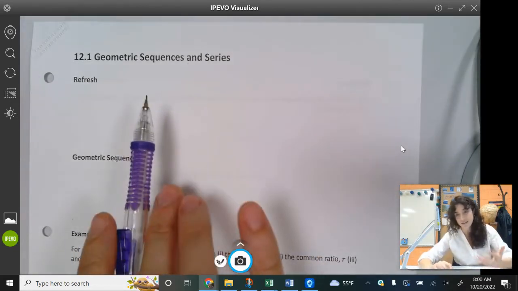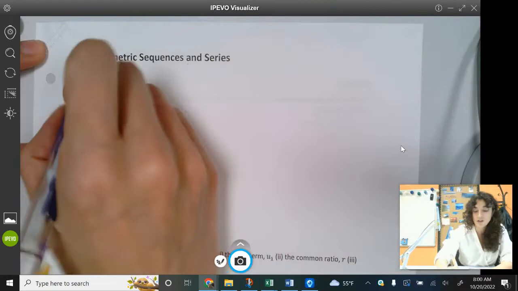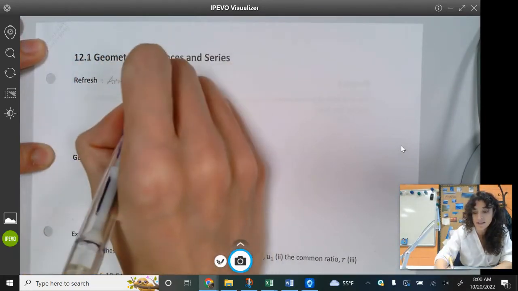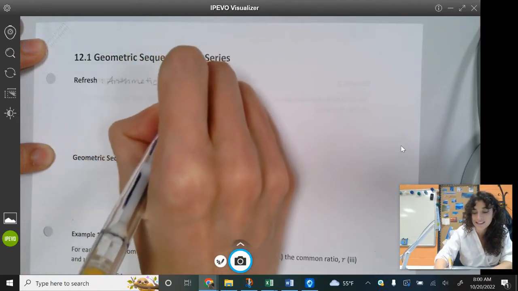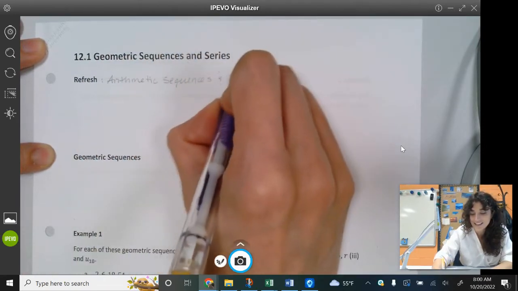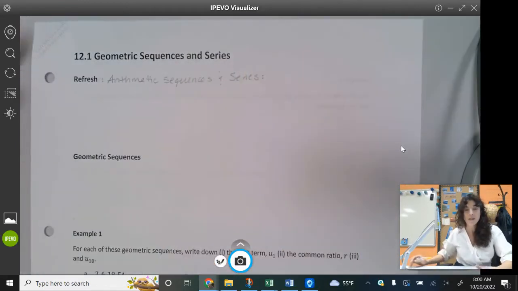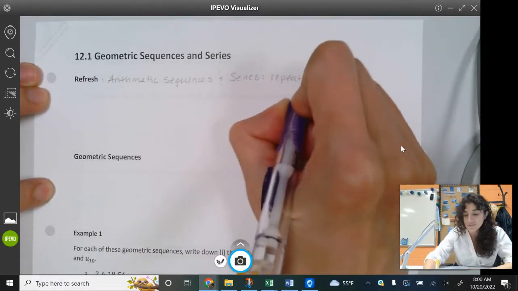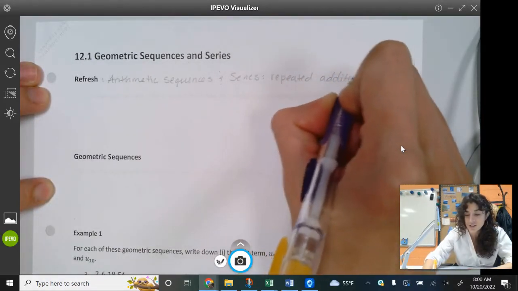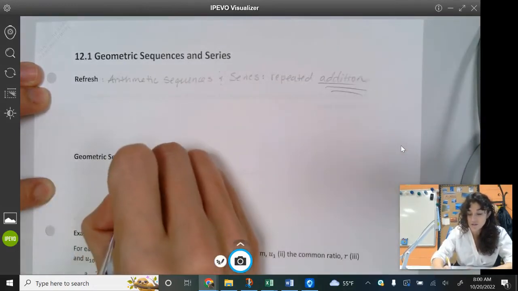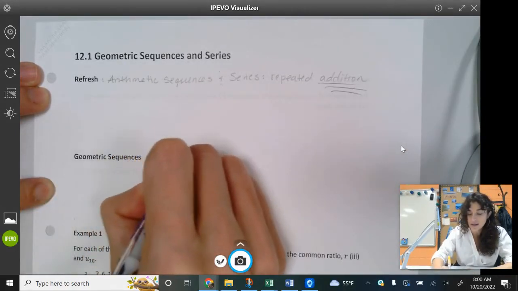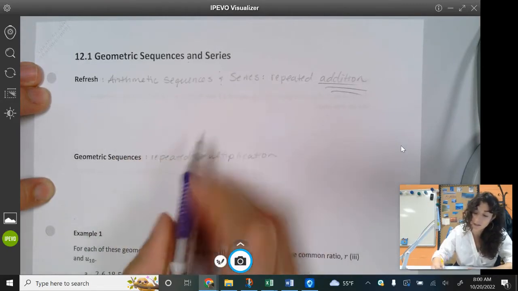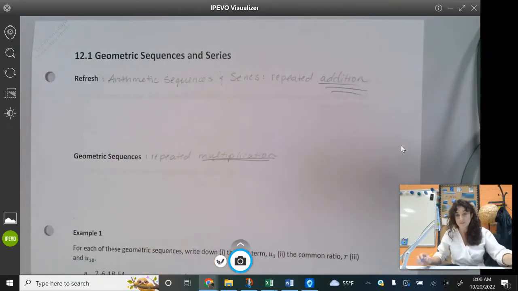Now, we have talked about sequences and series in the past, and a quick little refresh. What we have talked about is arithmetic sequences and series. Sorry, I always say that wrong. And if you remember, with arithmetic sequences and series, it's always repeated addition. Whereas geometric sequences, which we will talk about today, are repeated multiplication.